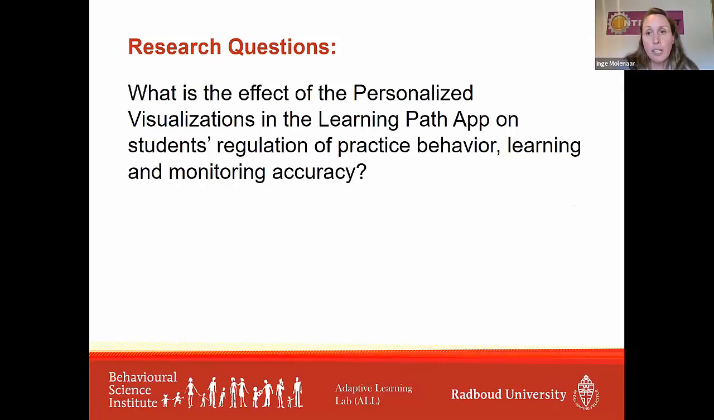And then we also look at the effects on learning outcomes, where we look at skills. There are 3 skills that are taught within this experimental study. And we look at transfer. And finally, we look at monitoring accuracy, because we expect that the increased regulation of practice behavior and the practice with goal setting may help students to improve their ability to monitor their own learning behavior.